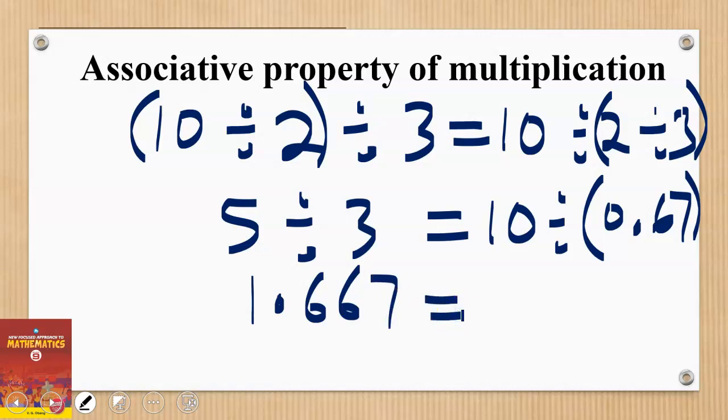Then we have 10 divided by 0.67, which is going to give us 14.925, which is not equal to the first one. So the conclusion is that division is not associative.